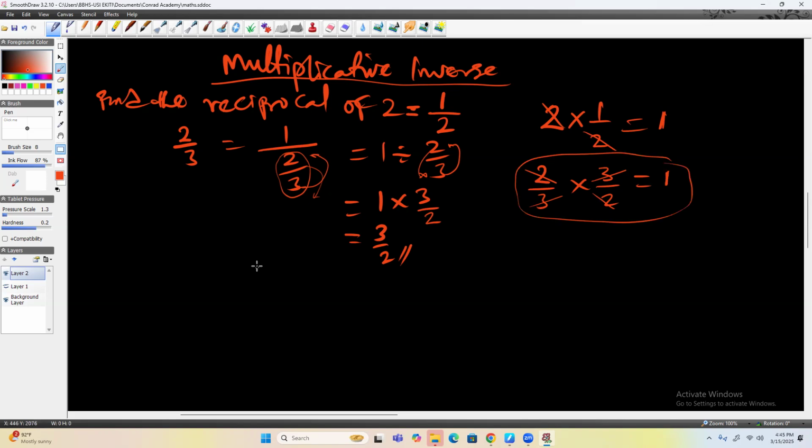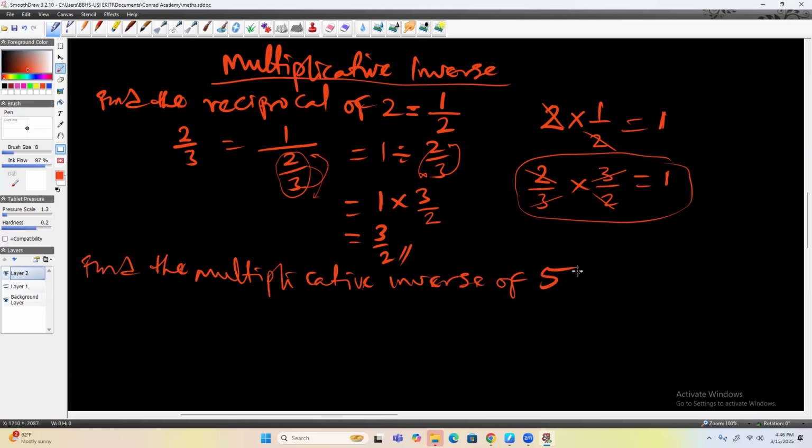Okay, so you have that. Now there's another one. A question might come, they will ask you to find the multiplicative inverse of minus 500 divided by minus 10.